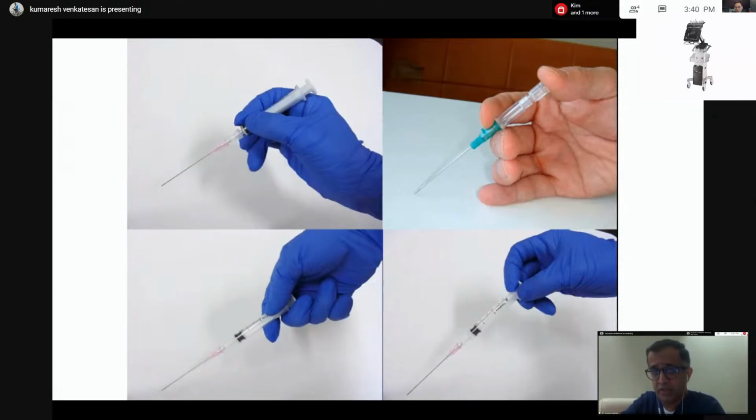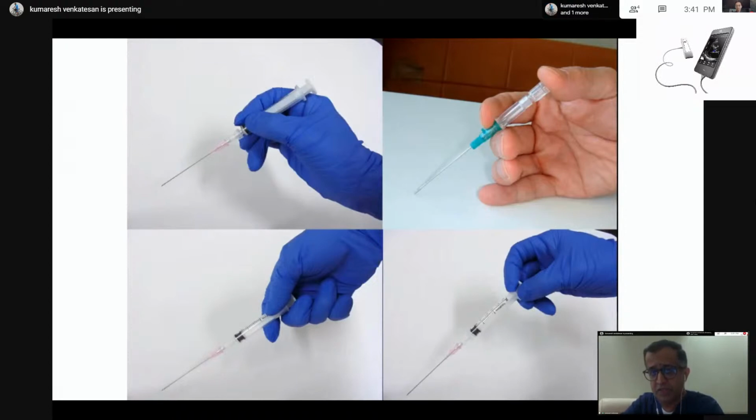This is another method which has been advocated, where you hold the syringe and the needle like a pencil. In that way, you can control the amount of force you apply when you're making the skin puncture and when you're advancing the needle. And I find this technique quite useful. Something for the users to consider and adapt.